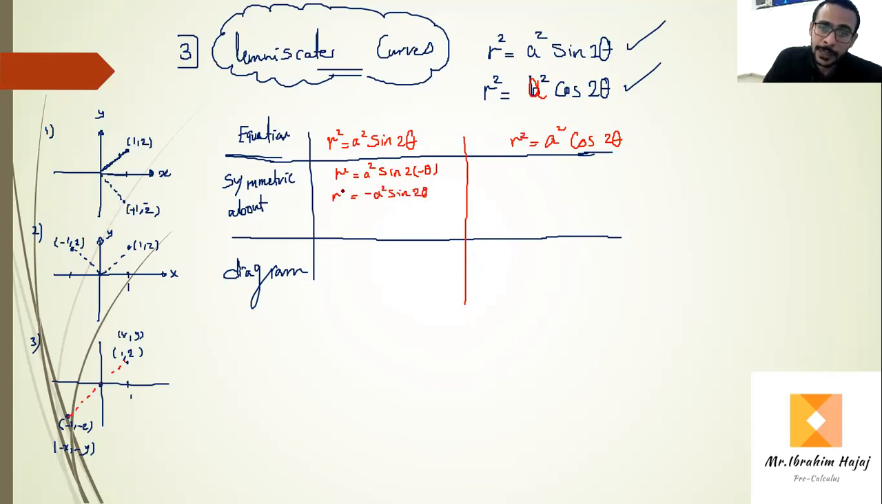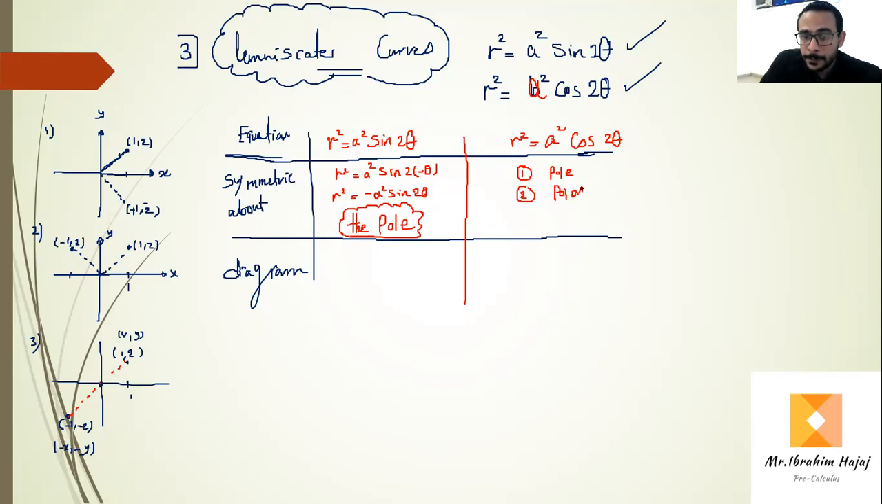The negative came out, and now it's not the same. So we have to say it may or may not have symmetry about the pole. It's not important to you guys. I will not bring any questions about how to do these 3 tests. So when it's r squared equals a squared sine 2 theta, it is symmetric about the pole. For r squared equals a squared cosine 2 theta, you will find that it's symmetric about the pole and about the polar axis.